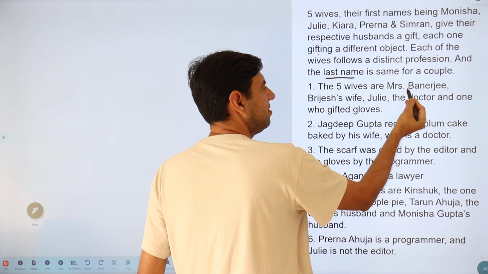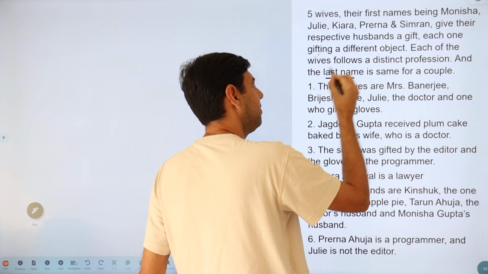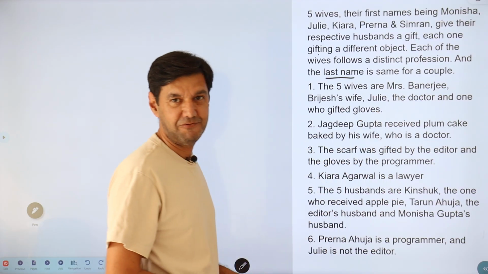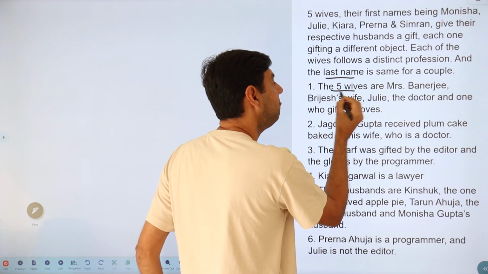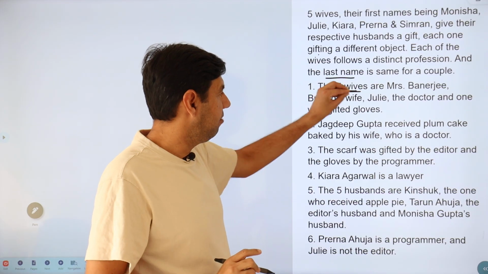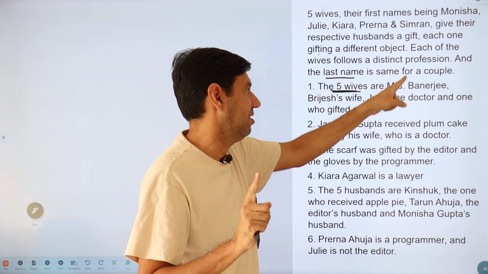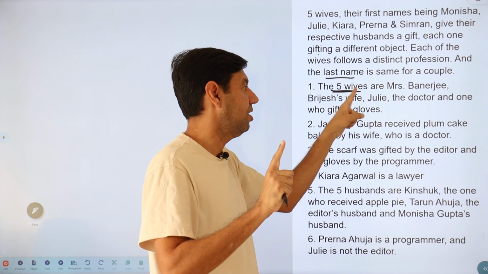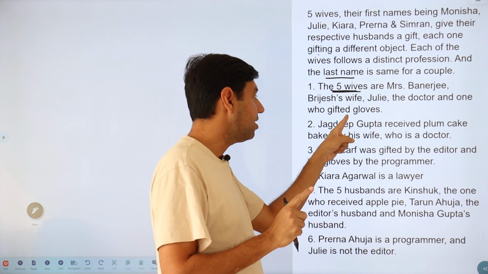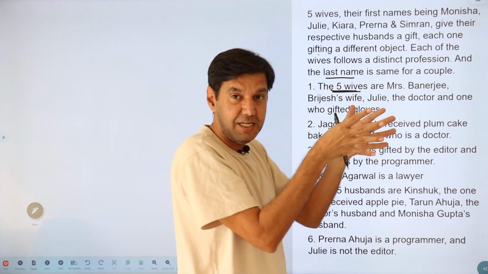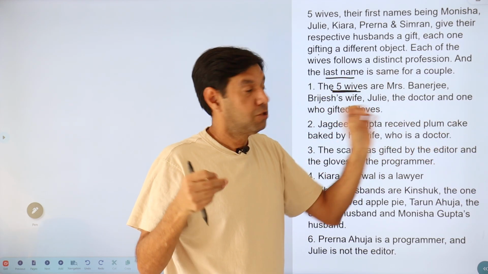The 5 wives are Mrs. Banerjee, Brajesh's wife, Julie, the doctor, and the one who gifted gloves. So these are 5 different people. The information here is Brajesh's wife is not Mrs. Banerjee. Mrs. Banerjee is not Julie. Julie is not the doctor, is not the one who gifted this. So these are 5 different individuals. So how do you handle it?